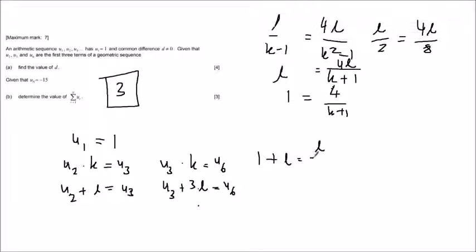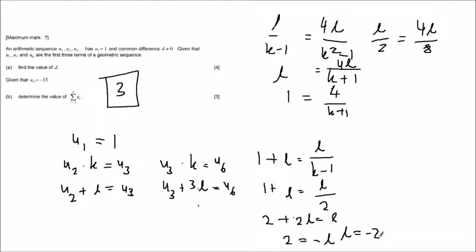Is equal to l over k minus 1. And that, we already know 1 plus l, that looks like an e. 1 plus l, this might work, is equal to l over 3 minus 1, l over 2. So 2 plus 2l equal l. So 2 equals minus l. So l is equal to minus 2. And that's our answer. D equals minus 2.